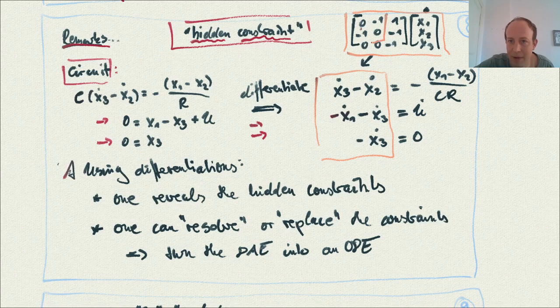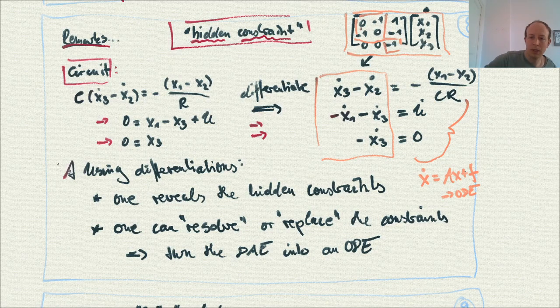I hope everyone sees this. Here's a part which is clearly invertible, and this part is invertible too. So we have an invertible matrix, meaning we can apply the inverse, and then the whole system can be written as x dot equals some matrix A times x plus F, and this is an ODE. This was an example of how one can resolve and replace the constraints in order to turn the DAE into an ODE.